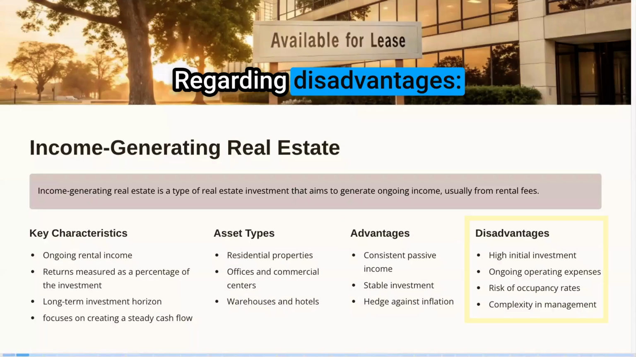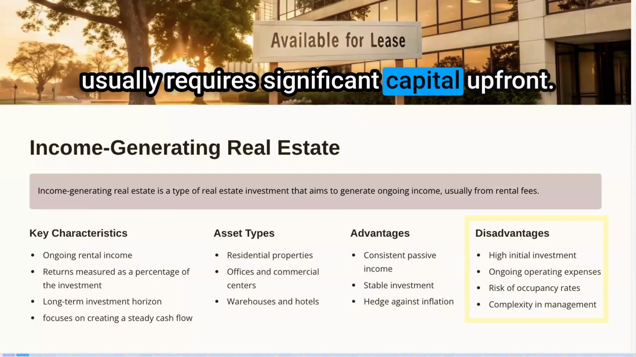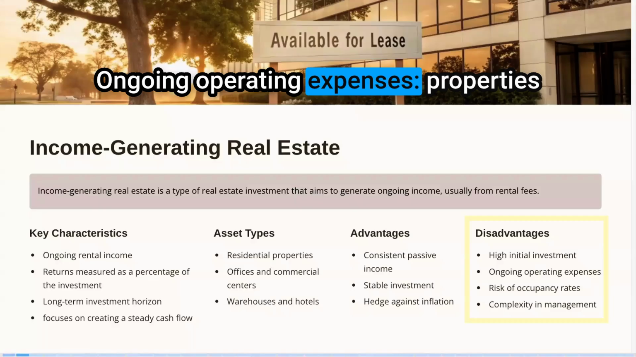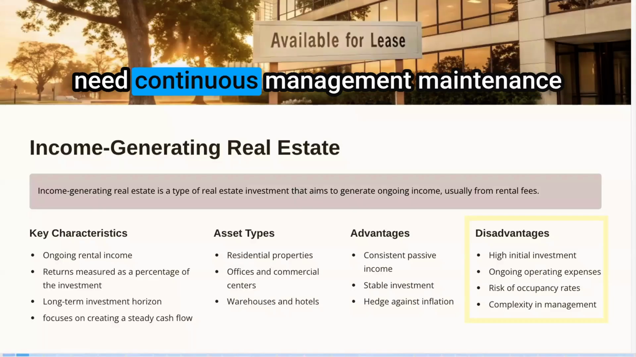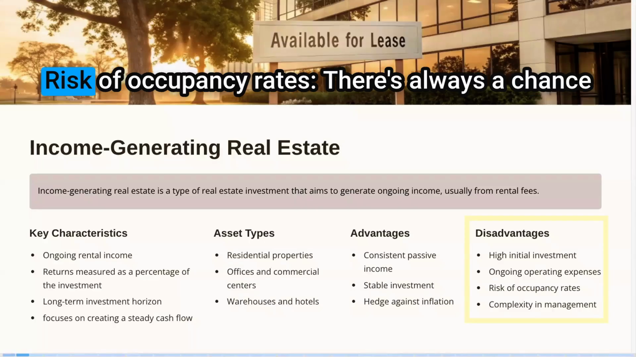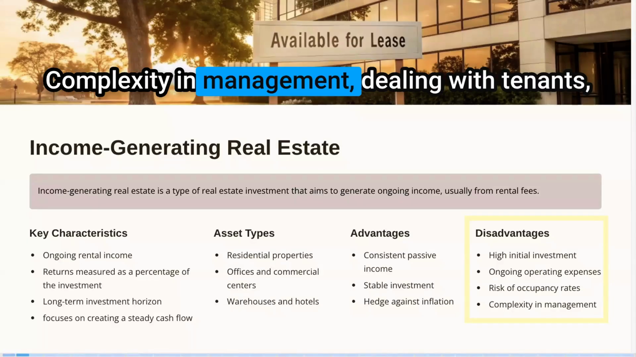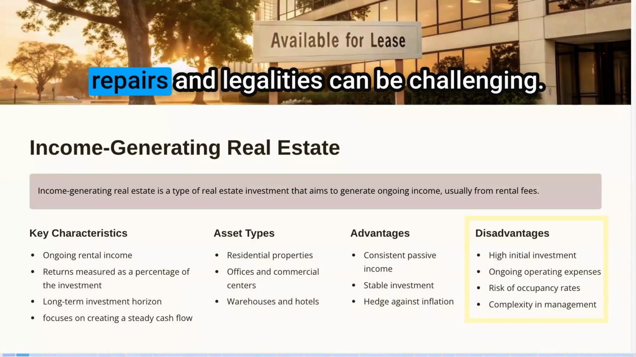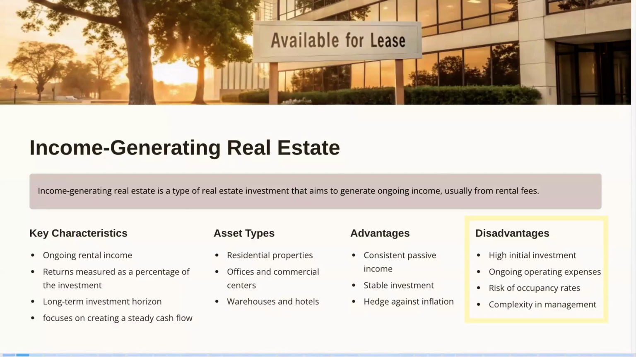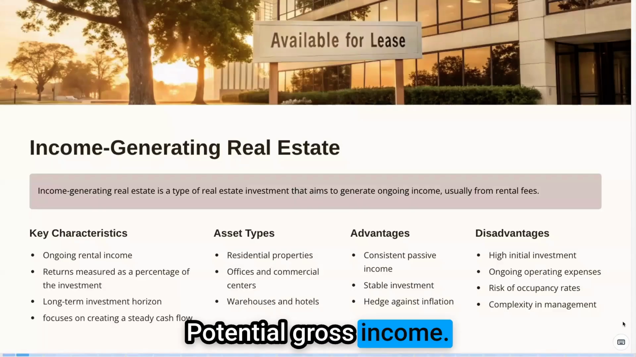Regarding disadvantages, high initial investment. Buying property usually requires significant capital upfront. Ongoing operating expenses. Properties need continuous management, maintenance, and have costs like taxes and insurance. Risk of occupancy rates. There's always a chance units might be vacant, leading to lost income. Complexity in management. Dealing with tenants, repairs, and legalities can be challenging. Now that we have a basic understanding, let's begin with our first operational metric, potential gross income.